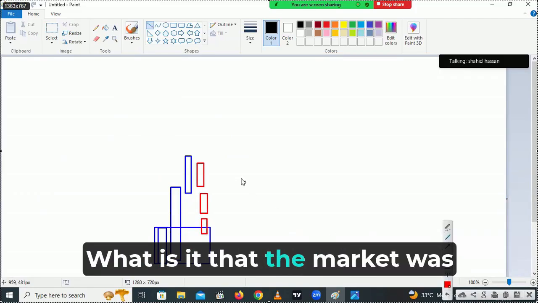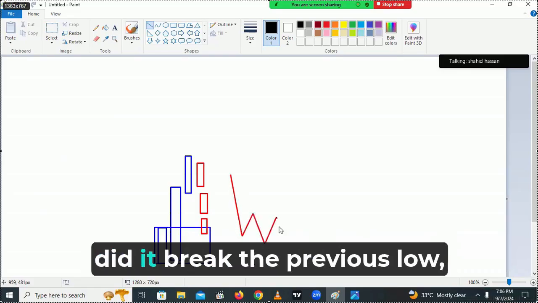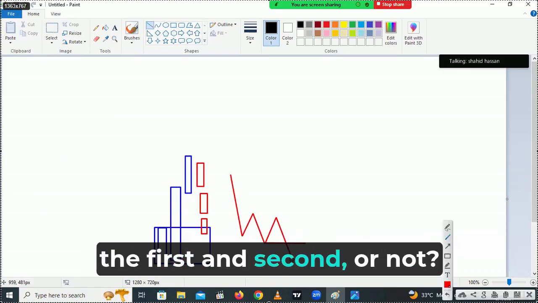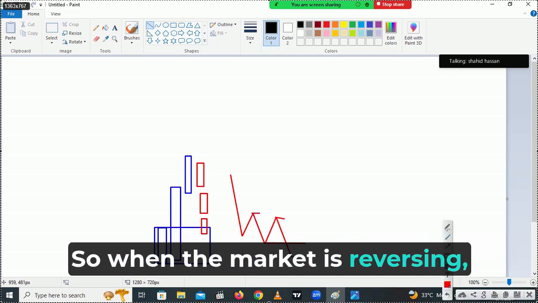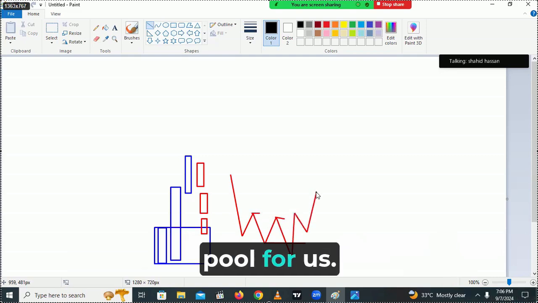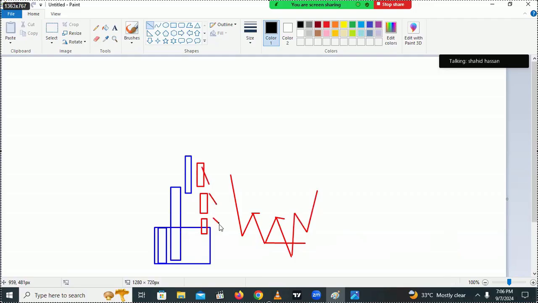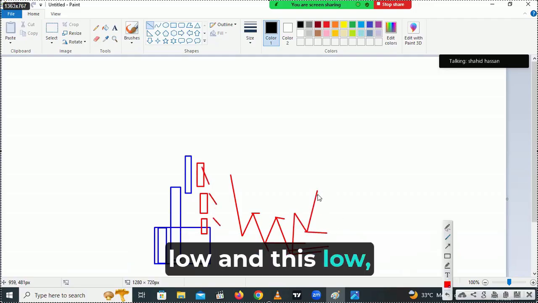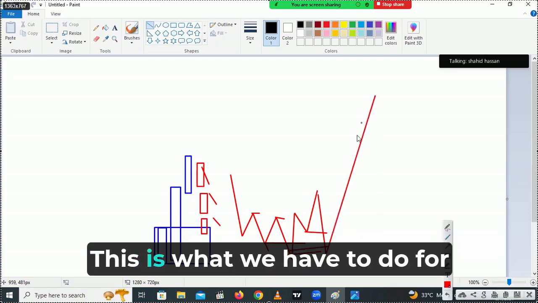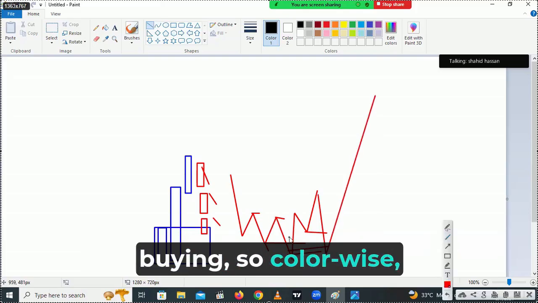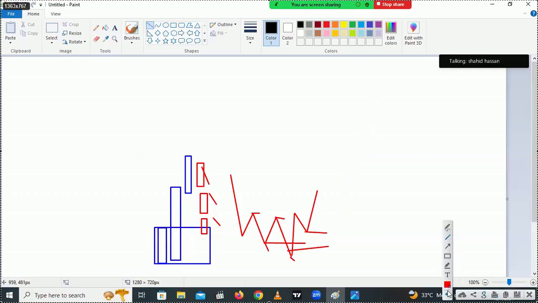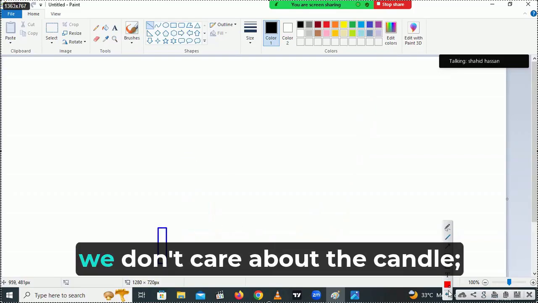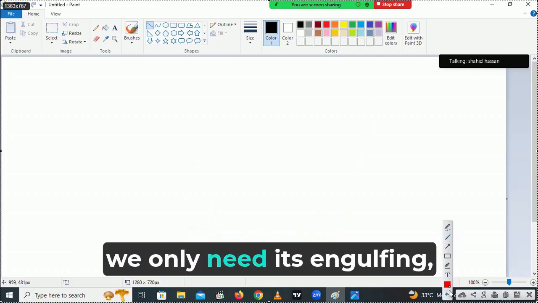What is it that the market was coming down from above? Did it break the previous low, the first and second, or not? So when the market is reversing, this will become a liquidity pool for us. From the center of this low and this low, we will plan it at this point, right? This is what we have to do for buying. So color wise, we don't care about the candle. We only need its engulfing, right?